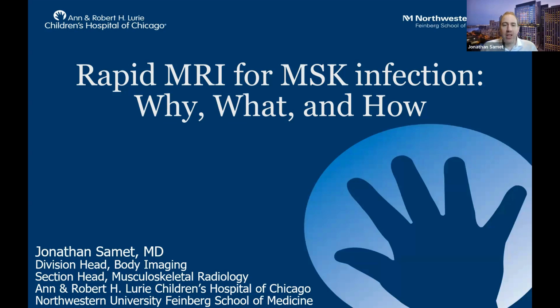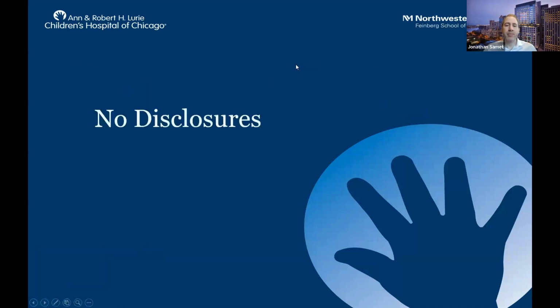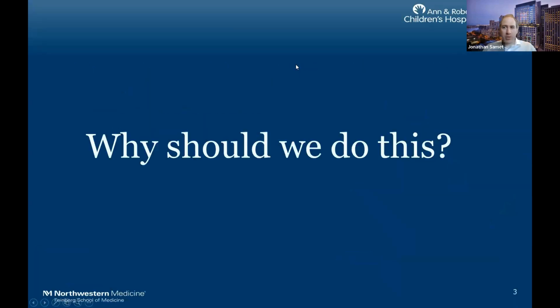So the talk is rapid MRI for musculoskeletal infection. Why should we do it? What is it? And how can you implement it? The first question we get asked, as I've spoken a lot about this around the United States, is: why should we do this? Weren't we imaging it already? Everything's fine. Why are we changing things?